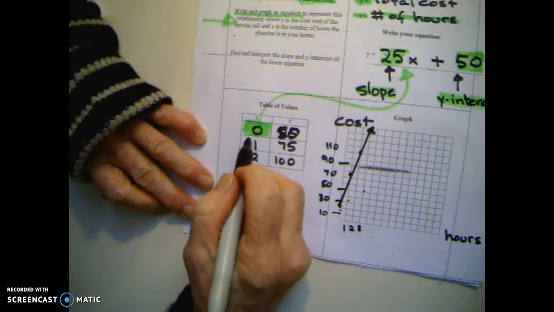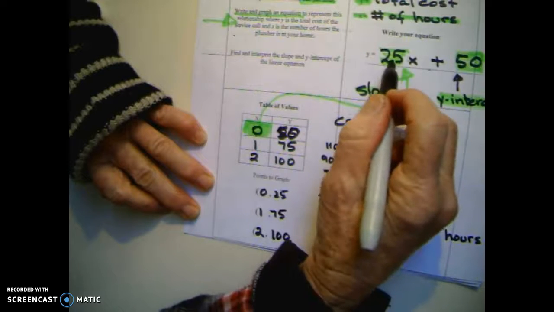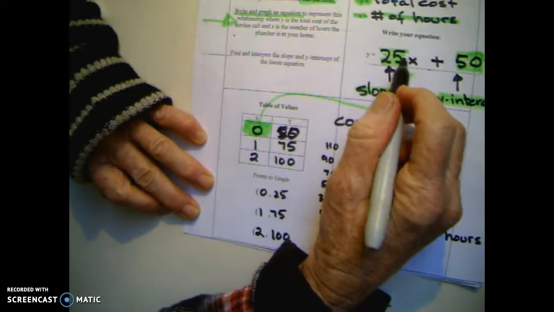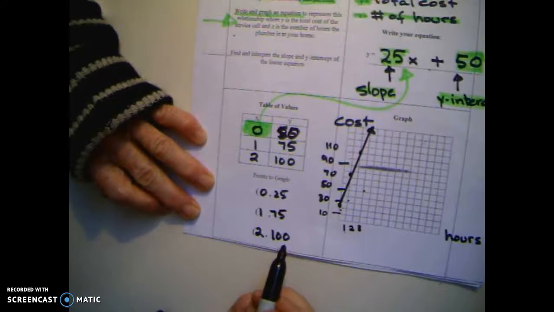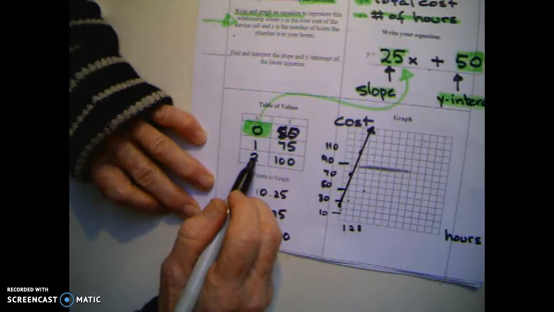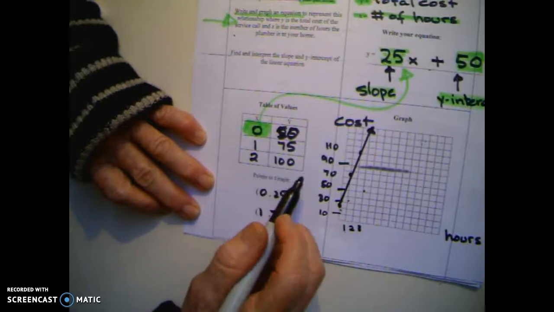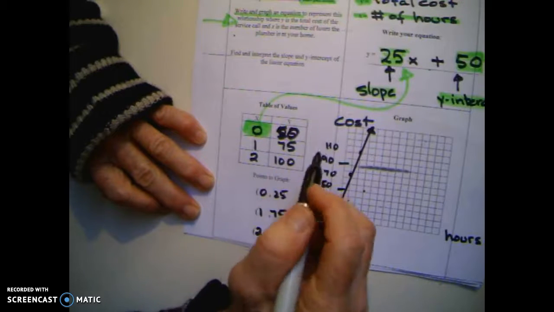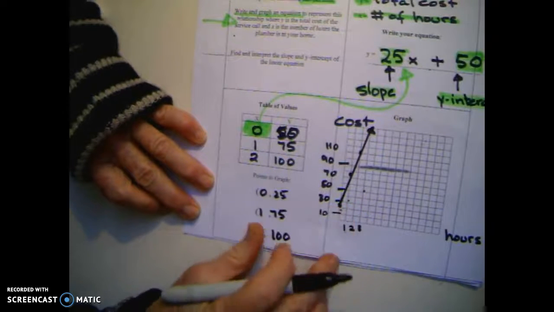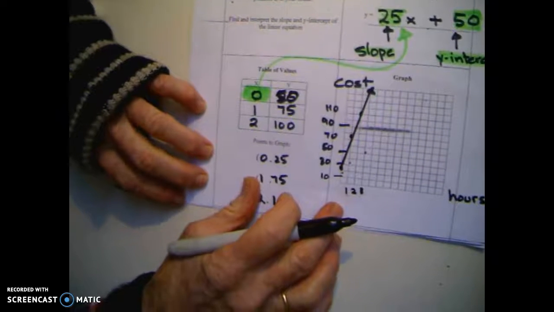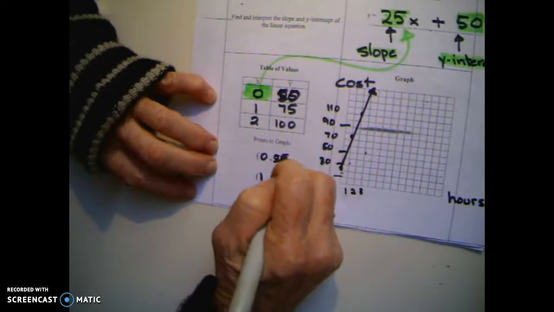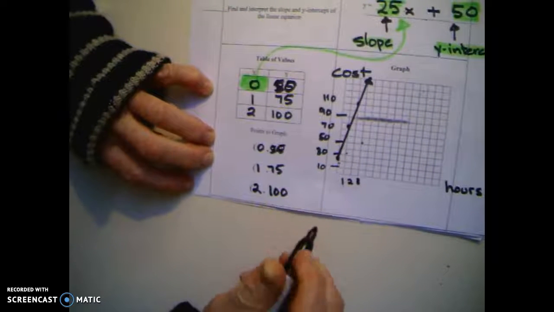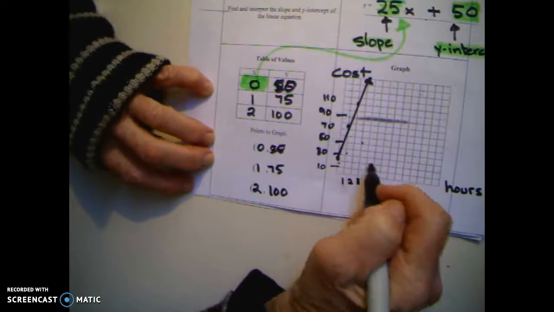When x is 1, again, I plug it in over here. 25 times 1 is 25. 25 plus 50 is 75. At least that one's right. Plug in my 2. 2 times 25 is 50. 50 plus 50 is 100. So over here I need to make a couple of amends. When x is 0, this is 50. 1, 75, 2, 100. So here's what's critical on your graph.